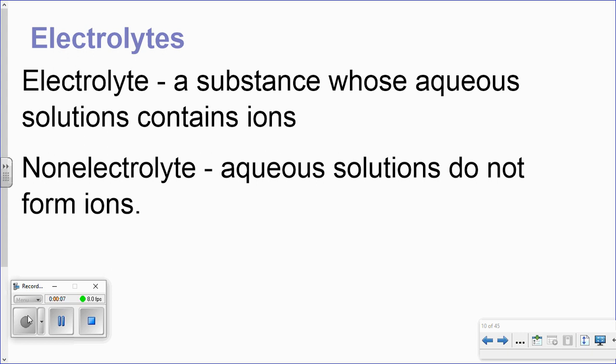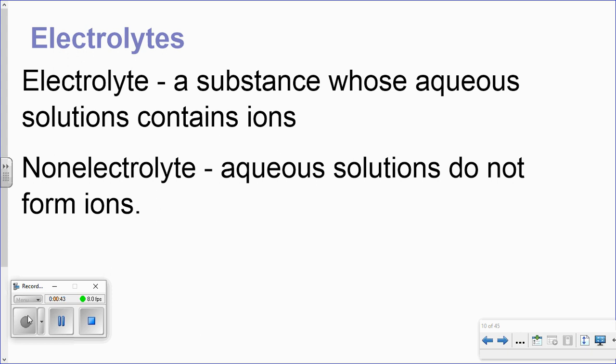As far as electrolytes go, an electrolyte or an electrolytic solution is a solution that has a substance dissolved in it. That substance is most definitely going to be ions. So an electrolyte is something that, when dissolved in water, the resulting solution will conduct an electric current. An electrolyte is a substance whose aqueous solutions contain ions, and a non-electrolyte is an aqueous solution that does not form ions, and therefore will not conduct an electric current.